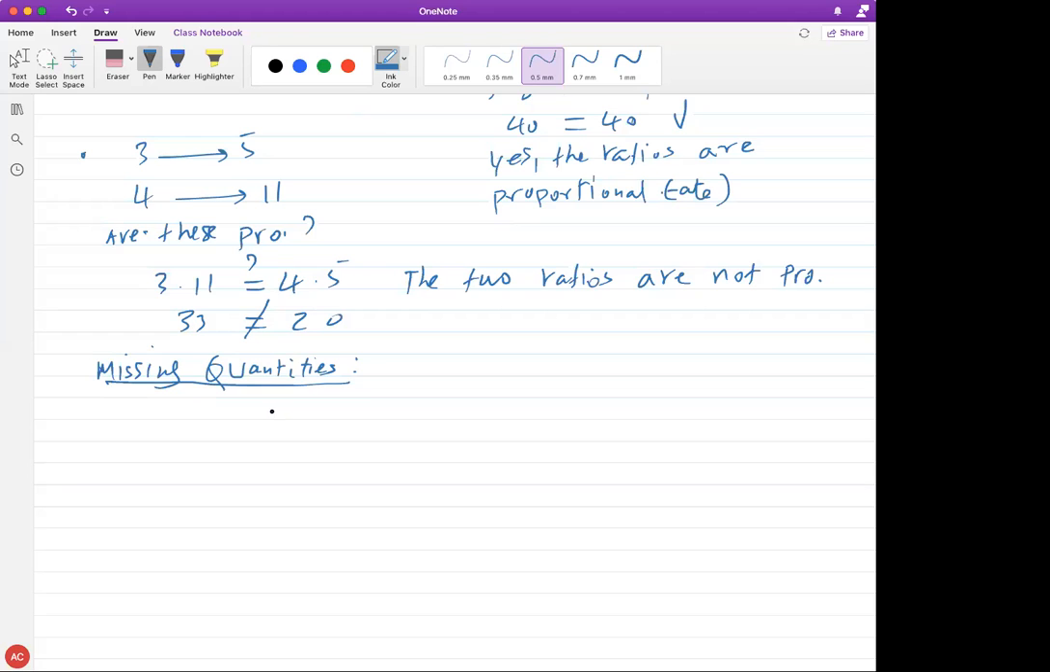So assume this proportion is, let's say, 5 to 3, and then we have 7 to x. Here it is assumed that it is a proportion. There are two ratios, so it will be assumed that this is a proportion. We just need to figure out the missing number. It's pretty simple. What you do is cross multiply.